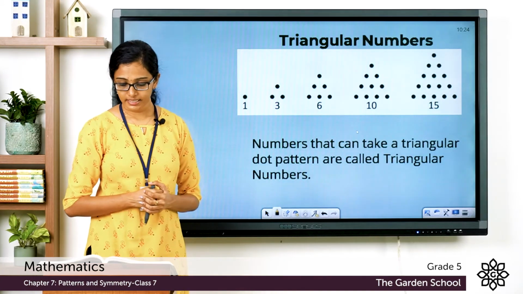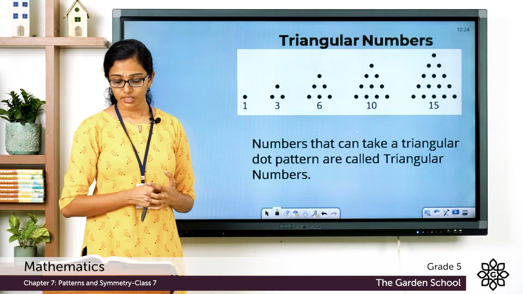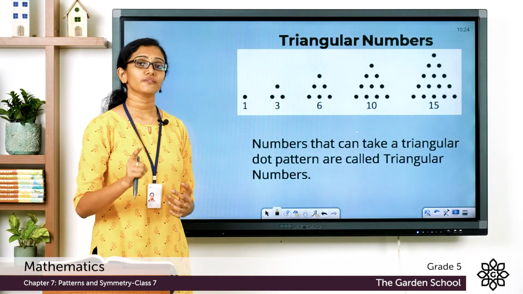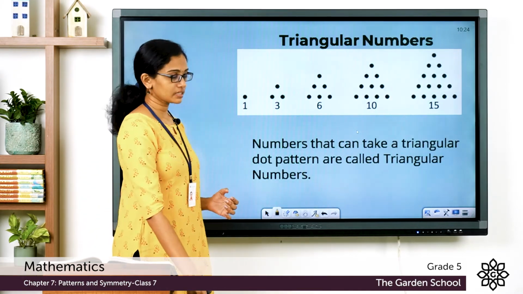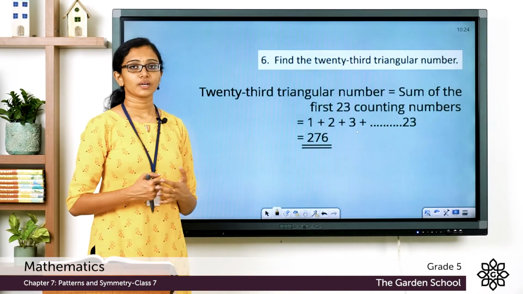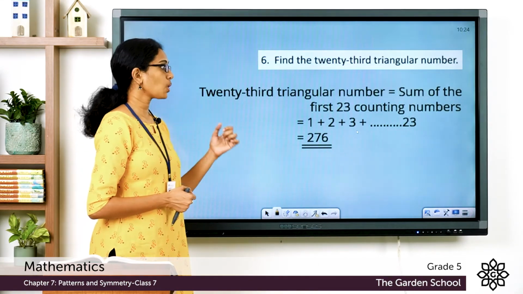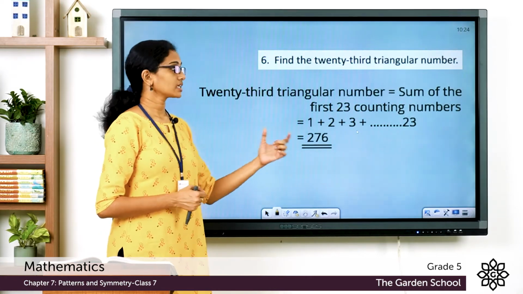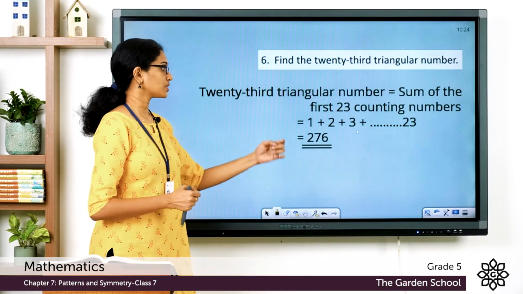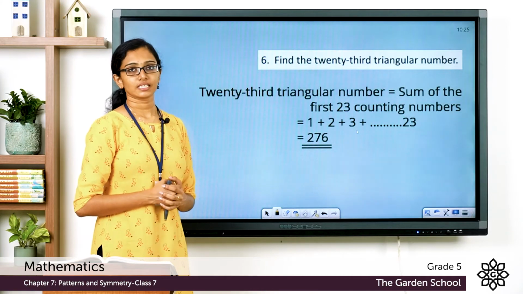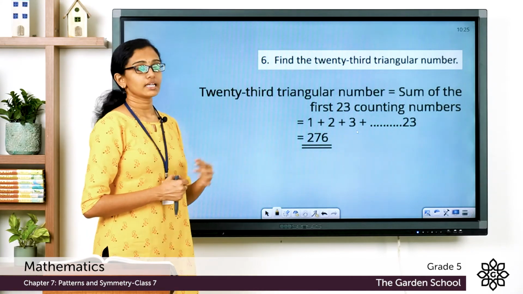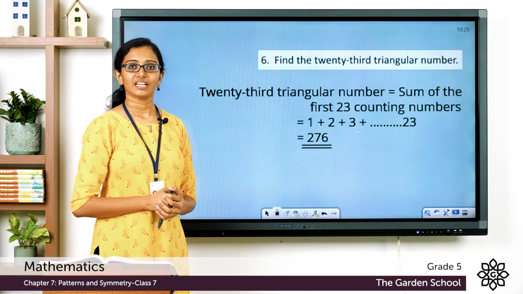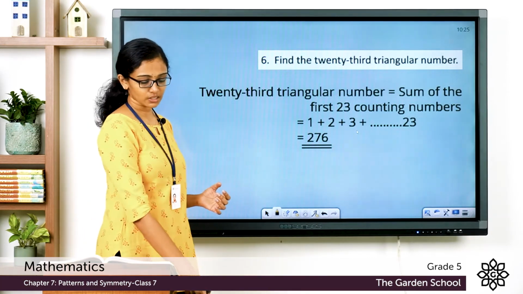So if that is the case, can you say what is the 23rd triangular number? It would be the sum of the first 23 counting numbers. And the sum of the first 23 counting numbers is equal to 1 plus 2 plus 3 and goes on like that till 23. And that is equal to 276. So the 23rd triangular number is equal to 276. Clear? Now the next question.